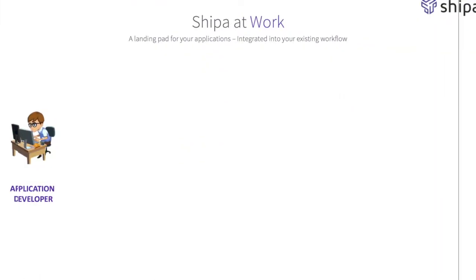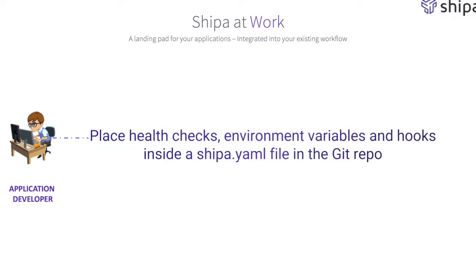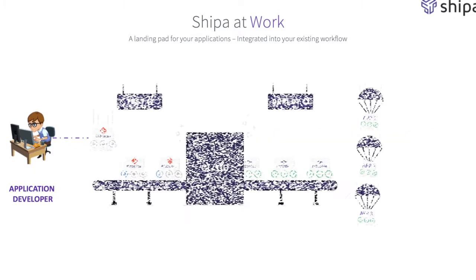So the scenario we're going to be talking about is me as an application developer. I'm going to place my code on GitLab as well as any application dependencies that I might have for my application in a requirements.txt file. I'm gonna place health checks if I need to, environment variables, and any type of hooks inside a file called shipa-ci file in my Git repository, in my GitLab repository.